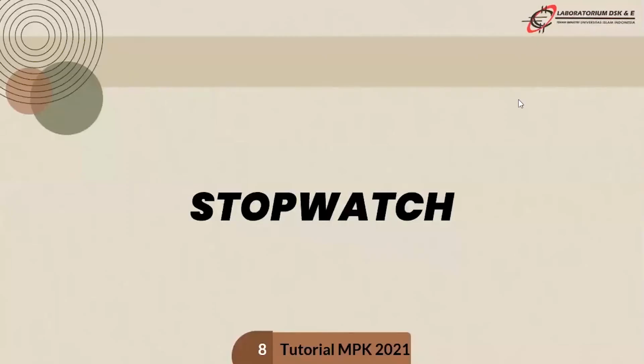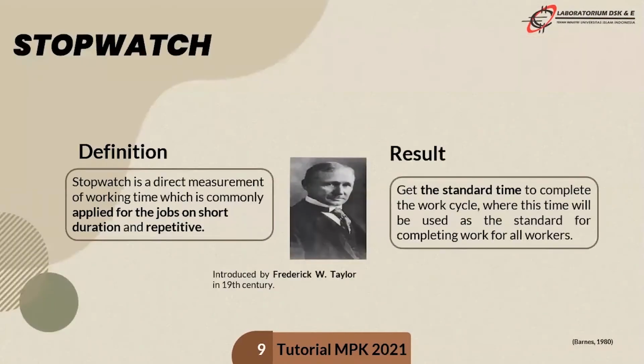Now move to the explanation of the stopwatch method. Stopwatch was first introduced by Frederick W. Taylor in the 19th century. Stopwatch is a direct measurement of working time which is commonly applied for jobs of short duration and repetitive. The result of the stopwatch is the standard time to complete the work cycle, where this time will be used as the standard time for completing work for all workers.